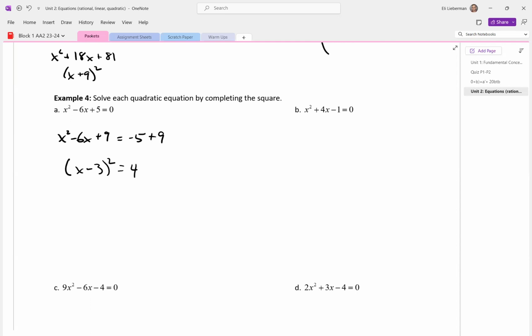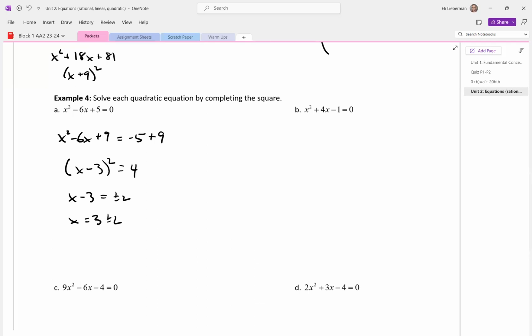I see it. I'm just looking for this, right? Take the square root of both sides. We have a square that's isolated. Take the square root of both sides. That leaves us with x minus 3 equals, be careful, 2 of them, plus or minus 2. I'm going to rewrite this as x equals 3 plus or minus 2.